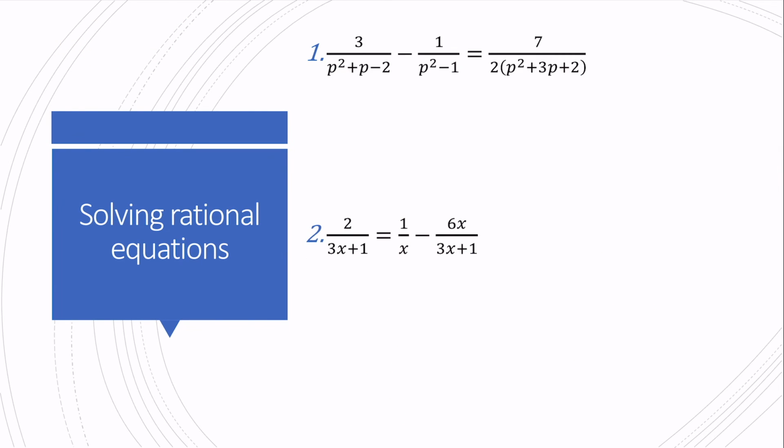Let's do 2 more examples. So I have 3 over p squared plus p minus 2, minus 1 over p squared minus 1, equals 7 over 2 times p squared plus 3p plus 2. I need to factor all of those denominators so I can figure out what values are excluded from our domain. And we're going to ignore this problem for now and just focus on solving the top one. I should have broken these up.